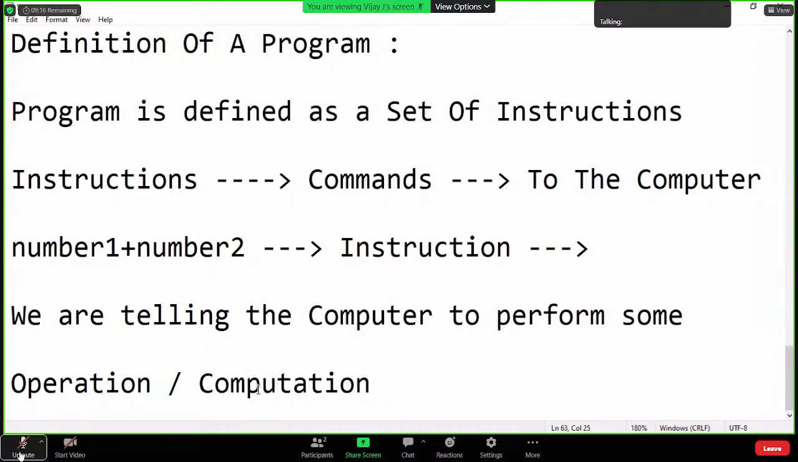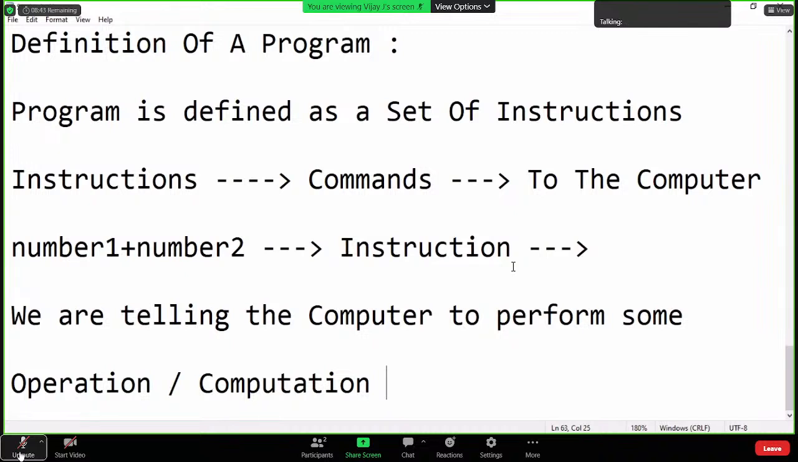Able to follow? What is the definition of a computer? We know that a computer can perform computations. But how is it performing these computations? Simple. We are giving some set of instructions. Able to follow? We are giving something like some set of instructions.